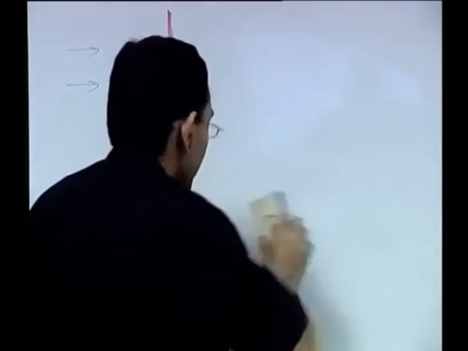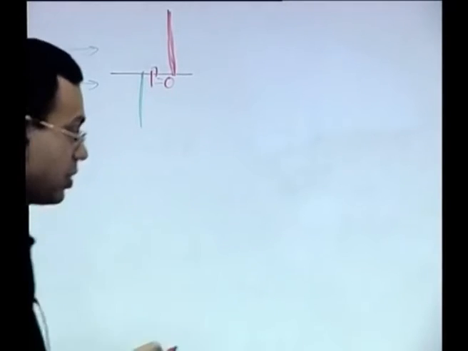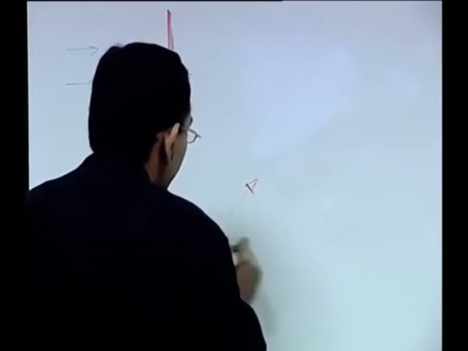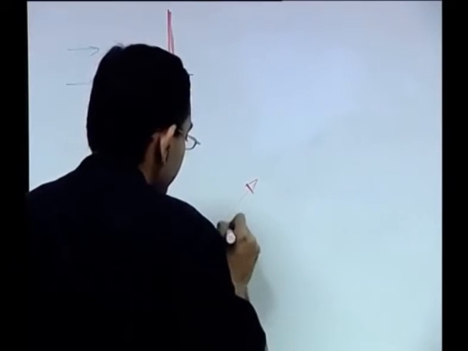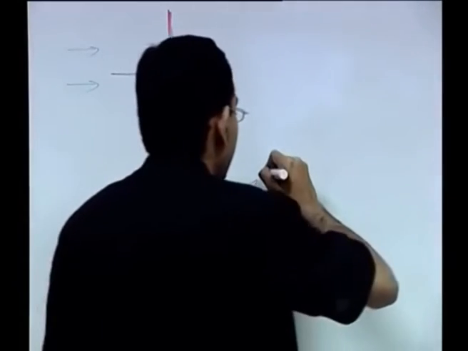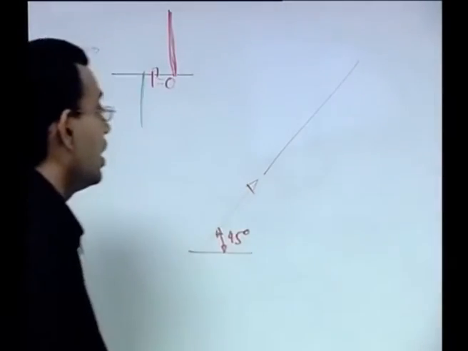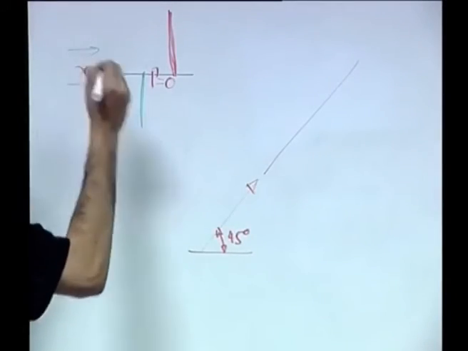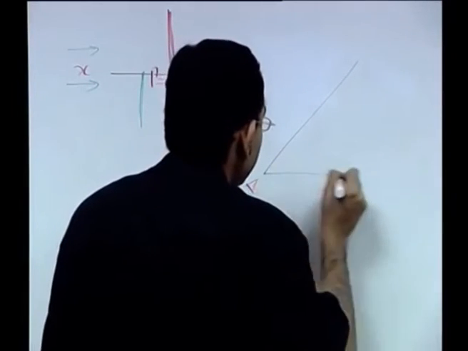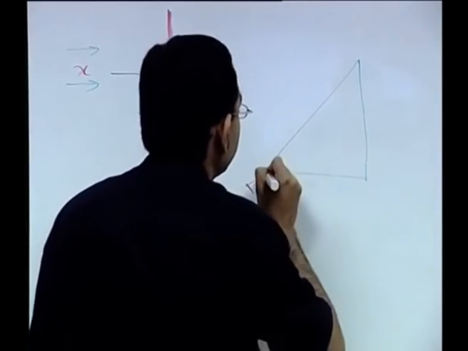Now let us say that we are considering the same problem, but the flow is now inclined at an angle of 45 degree with the x axis. So it is an inclined flow like this. Instead of flow along the x axis, it is 45 degree with respect to the x axis. And let us consider a problem domain like this.